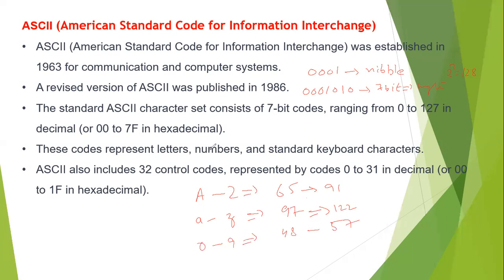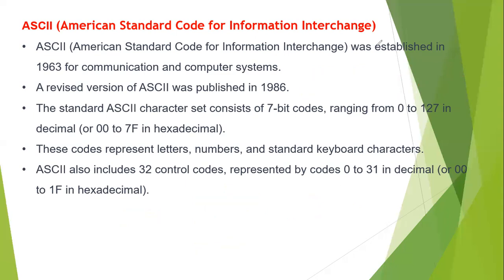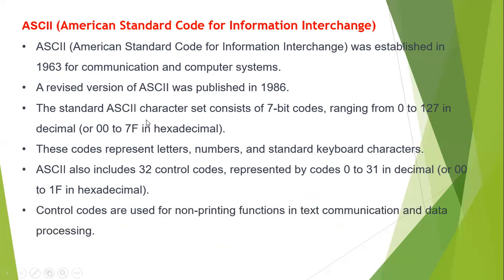And there are other control codes, meaning control keys like arrow keys or any other non-numeric key or character, which has been given 32 control codes. But 2 power 7 means it can only represent 128 characters. It can only support 128 characters. Later on, they introduced another version of ASCII, which I will tell you about. Control codes are used for non-printing functions in text communication and data processing.